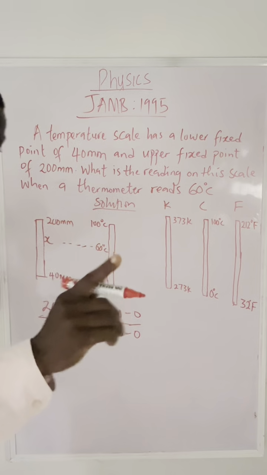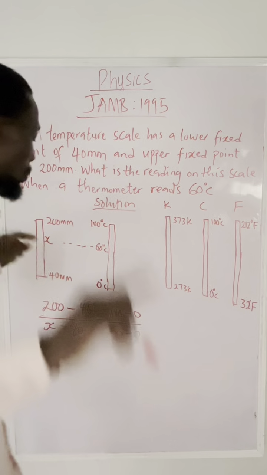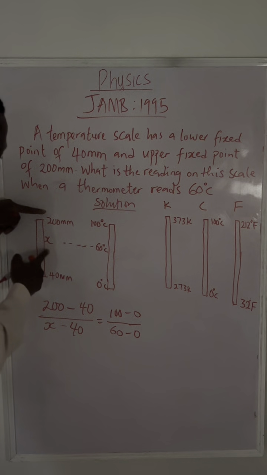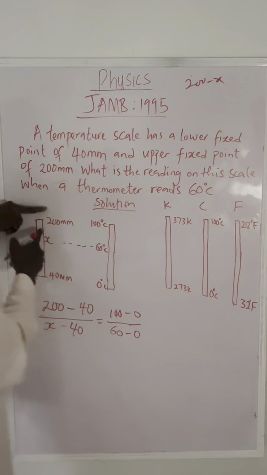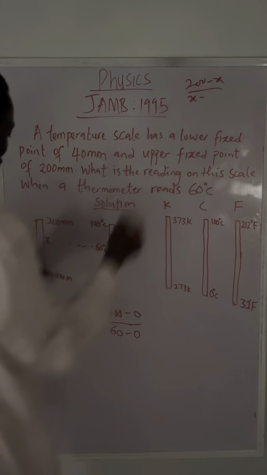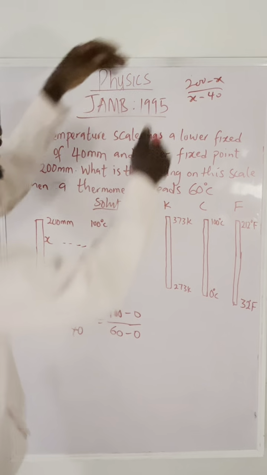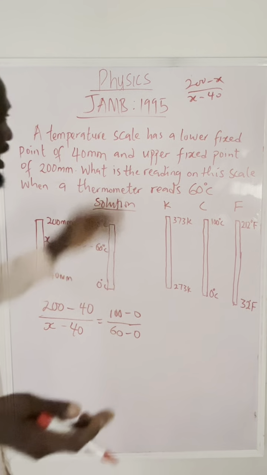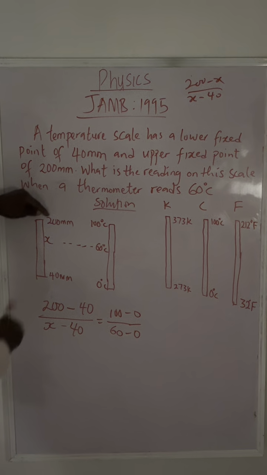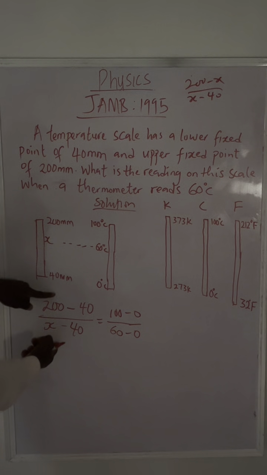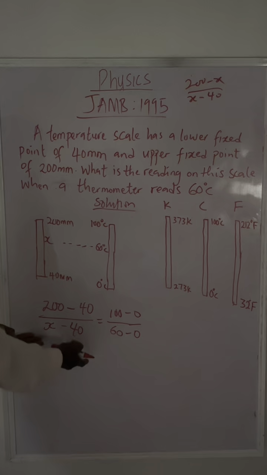One thing I have to warn you about is that you can do the interpolation how you like, but be careful not to elongate the problem. Why did I say this? You can actually say 200 minus X divided by X minus 40, but you have X, unknown, on this side and X, unknown, on that side. When you cross multiply, you have the unknown on both sides, and you are making it long. In a JAMB question you have only a few seconds to solve, so you have to be very fast. Doing this minus this divided by this minus this, your unknown is only in one place.